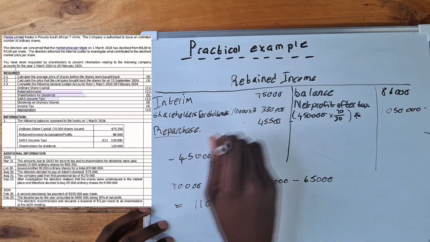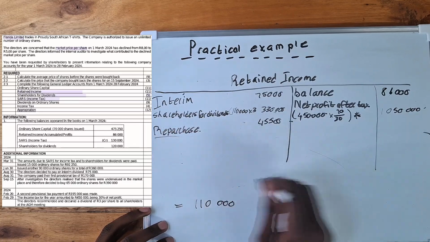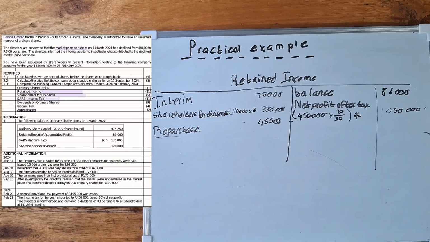And now it is time to balance it, right? So to balance it, let us calculate. So here we have 86,000 plus 1,050,000, right?